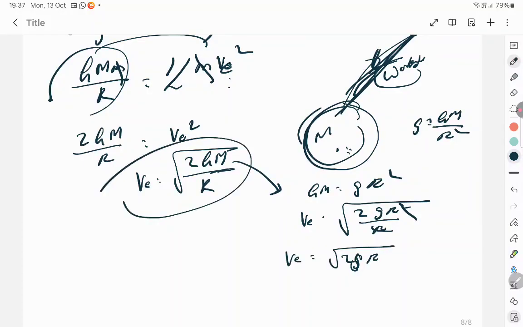So this formula you should memorize. This formula also you should memorize. Root of 2 into G into capital M by capital R. Or because this is getting launched from the surface of the Earth, it would be R plus H if you're launching from somewhere else. But VE is also root of 2 into small g into capital R. So you should know both of these.